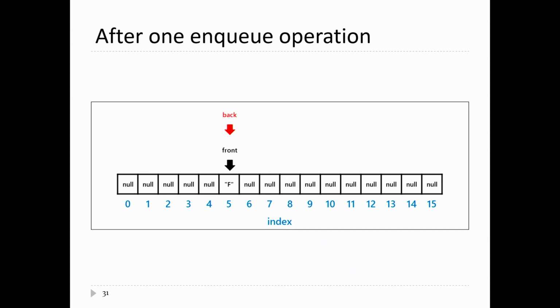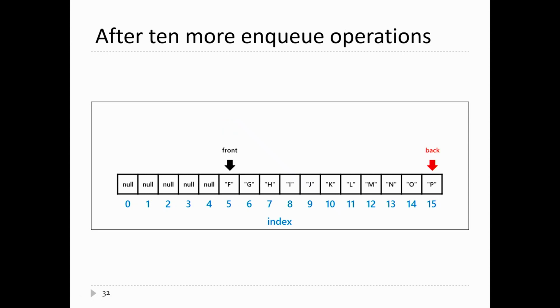So if we enqueue again, back moves to the right one position, fill in the value of the array, and now keep on going. So we enqueue a bunch more elements. And now notice what our problem is. Back now points at the last element of the array, but there's still empty spots in the array. So in other words, the array's not full, but back is at the last position of the array, or points at the last index of the array.